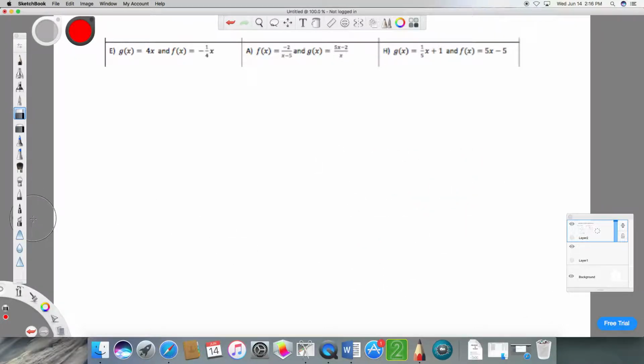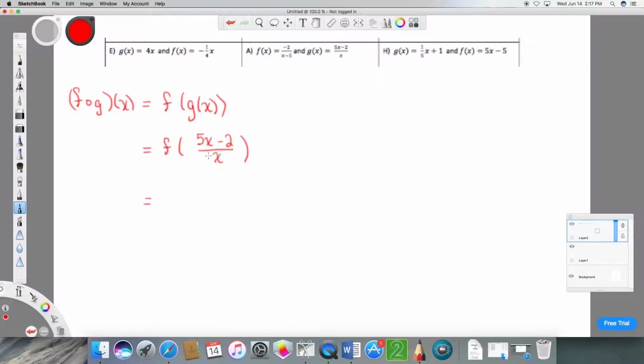All right. In this middle one, we want to do the same thing. If we find f composed with g, if g is the input of f, g is this ratio that is, I think that's a 5x minus 2. I suppose it could say 3x minus 2, but I think it says 5x minus 2. I'm sure your eyes are better than mine.